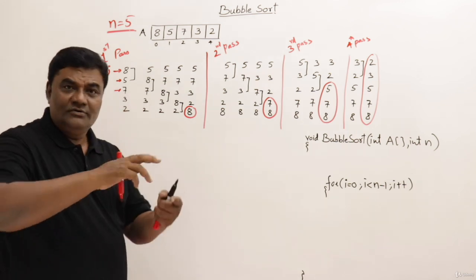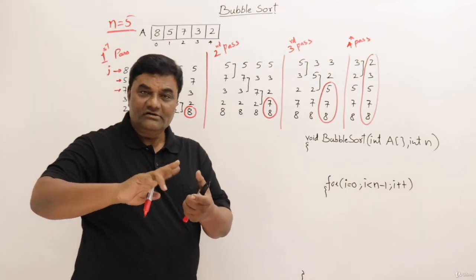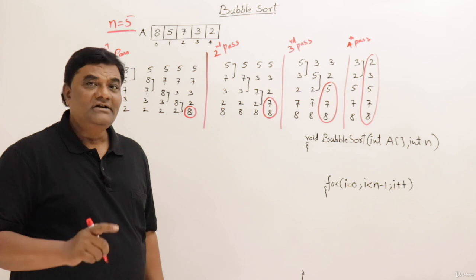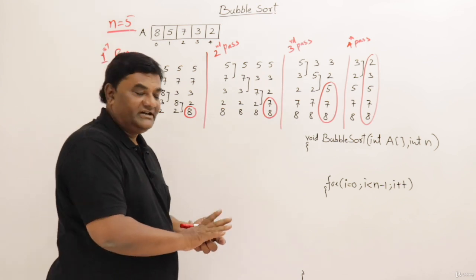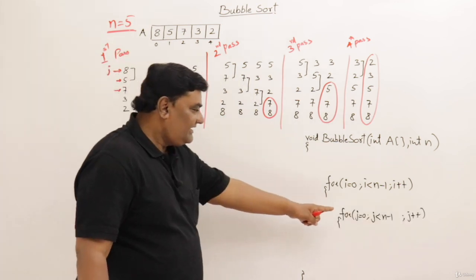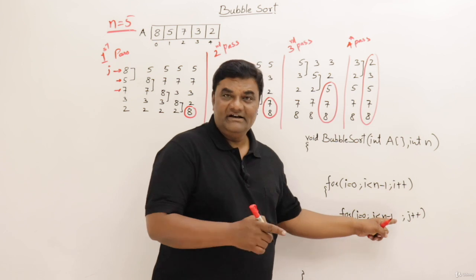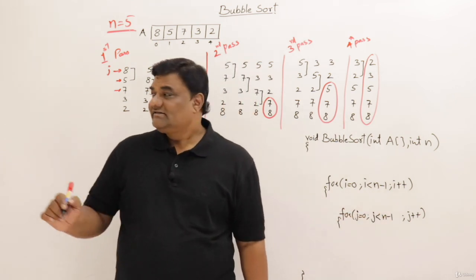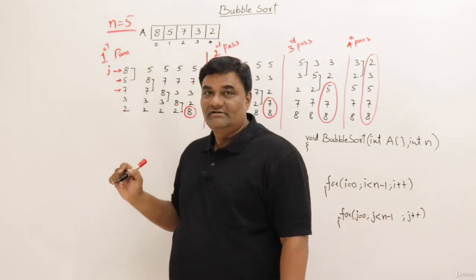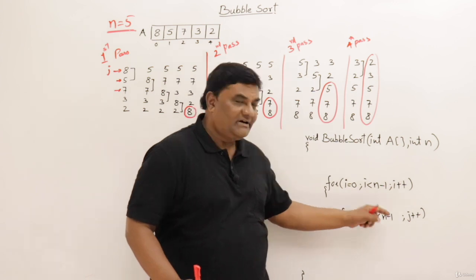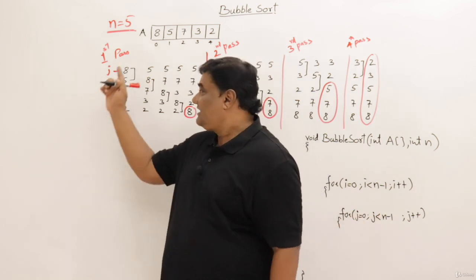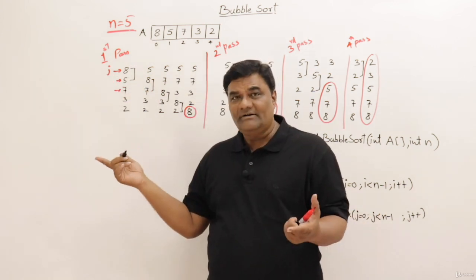So I need one more loop for comparing all the consecutive pairs of elements every time. So I will take one more for loop for j. Now for j assign 0, j less than n-1, j plus plus. So this j will be moving along these elements. Here also I wrote n-1 because if there are 5 elements, then I should perform only 4 comparisons.